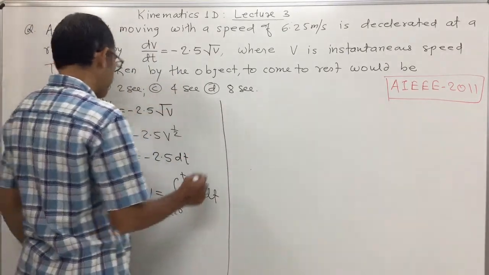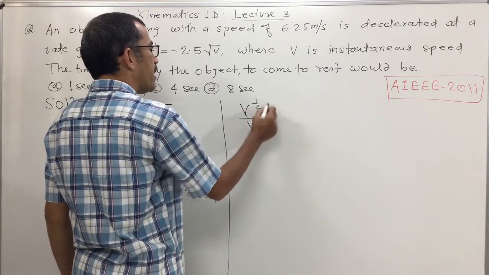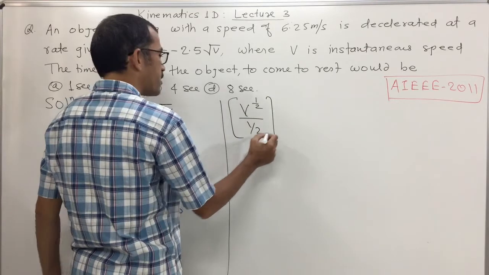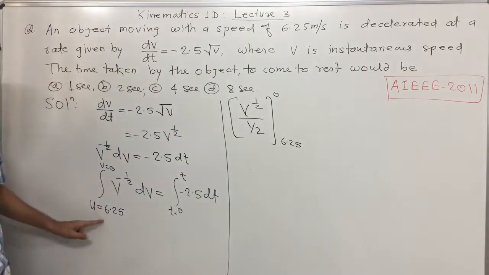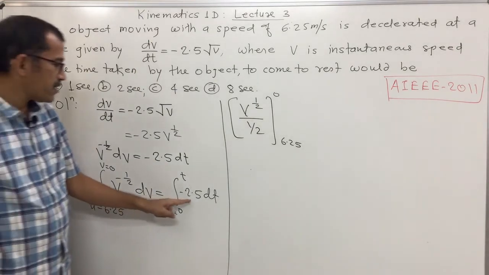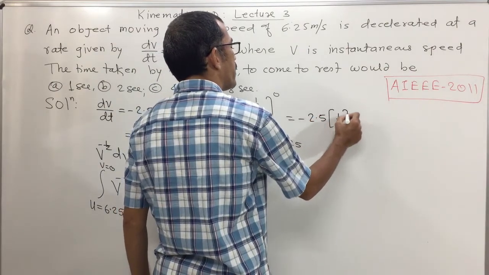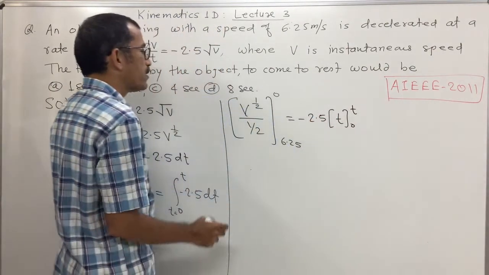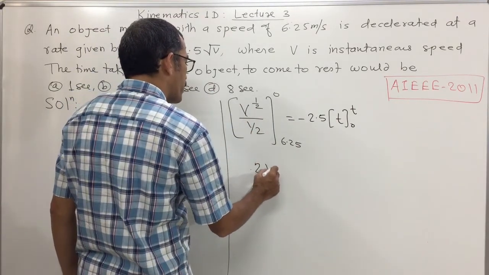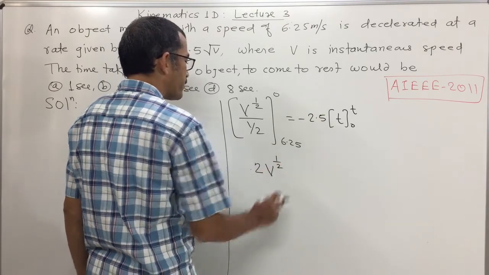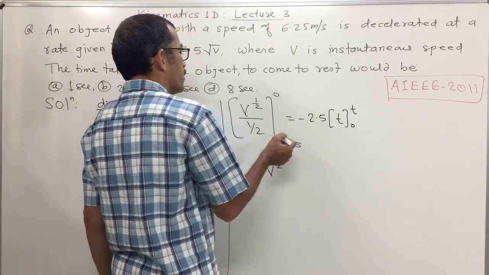Simple. Now v raised to half divided by again half, right? Varies from what? 6.25 is the lower limit, upper limit is 0. Okay, 6.25 to 0. And this is minus 2.5 d, no, not d, t, and varies from 0 to t. So if we write here, it becomes 2 v raised to half, varies from 6.25 to 0.